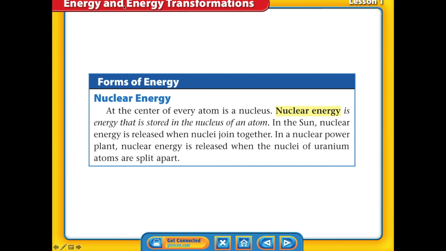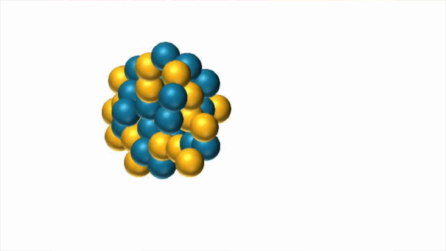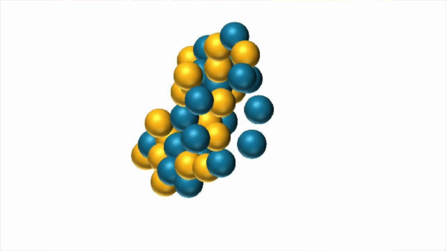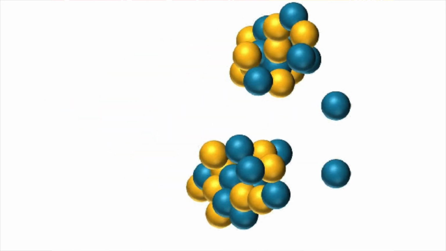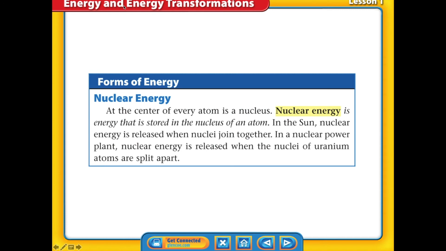As we studied in our first chapter, chapter 1 of the book, at the center of every atom is a nucleus, and in a nuclear power plant, nuclear energy is released when the nuclei of uranium atoms are split apart. So there's tremendous power in nuclear energy, and nuclear energy is very, very efficient and can give off a lot of energy. However, it is also very, very dangerous. So it's something we need to watch.